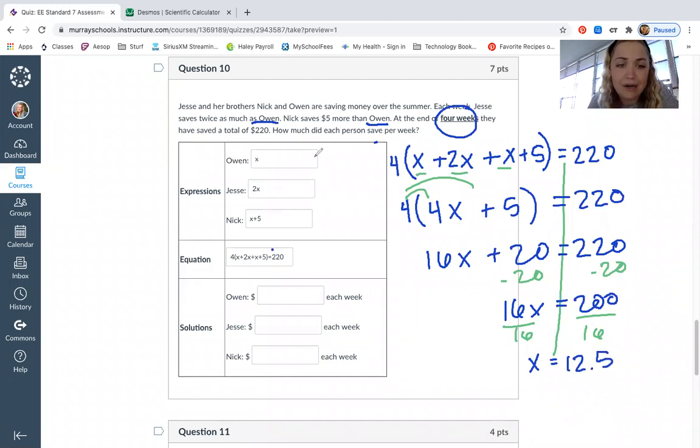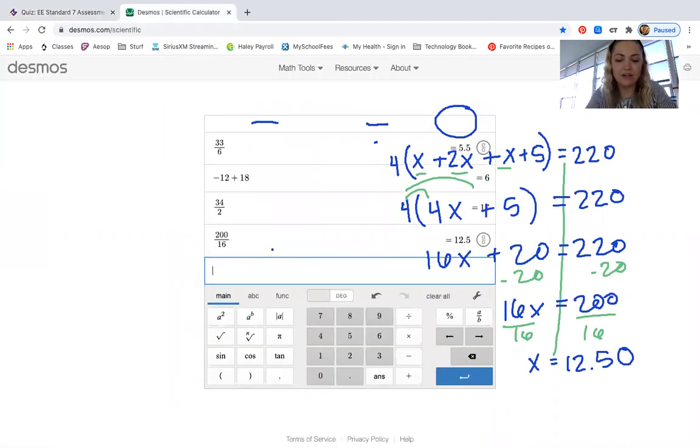Now we are talking about money. So if I were to say that Owen gets $12.5, that's not really something that people say. They don't say like, hi, I make $12.5 per hour. We would say $12.50. So when I type this in, I'm going to say $12.50. Okay, Jessie was double what Owen made. So Jessie is going to take that $12.50 and multiply it by 2, and Jessie makes $25.